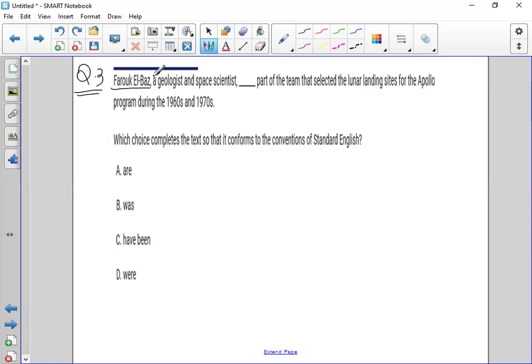So this whole part, this blank, needs to be singular. Here we can see are, it is plural. Have been, it is plural. Were, it is plural. Only was is singular. So option B will be the answer.